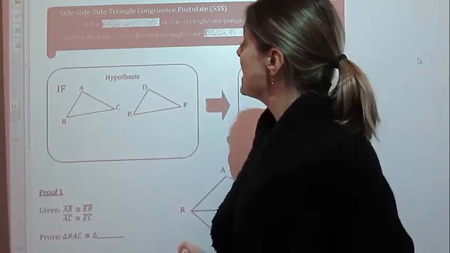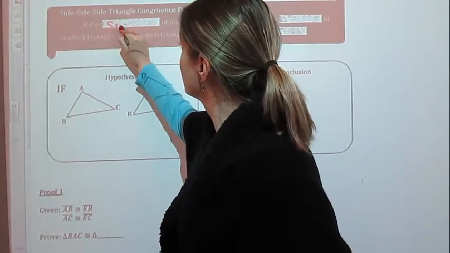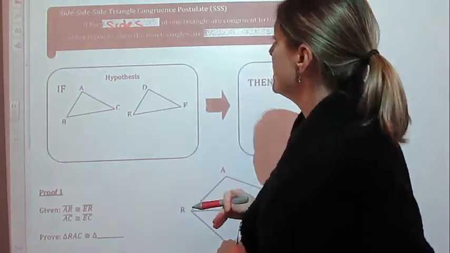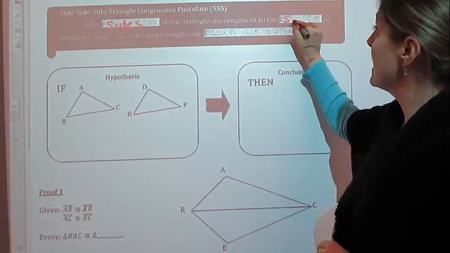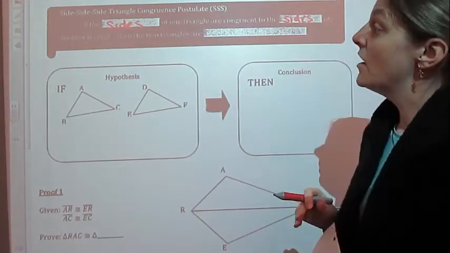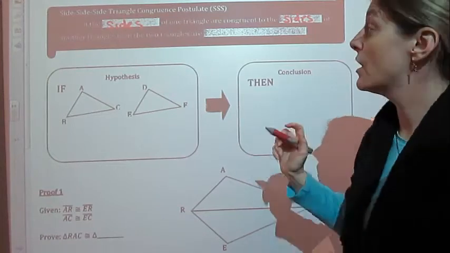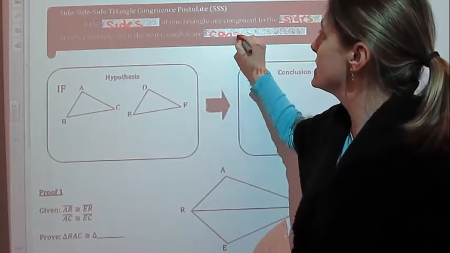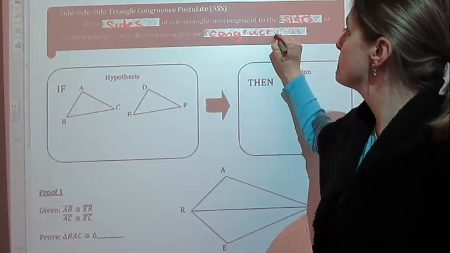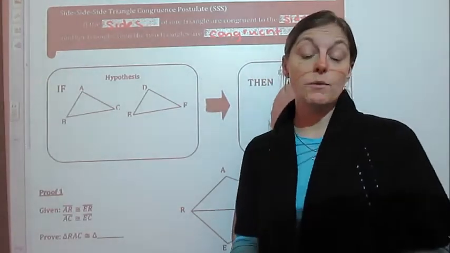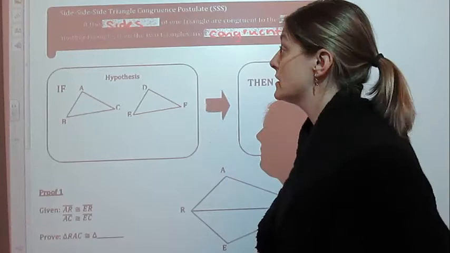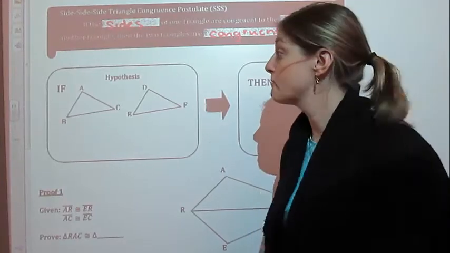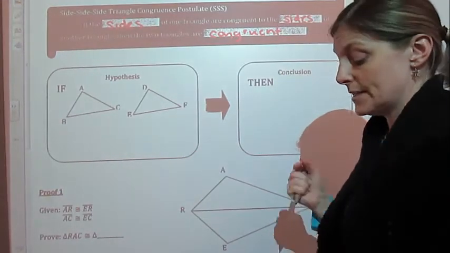So we know if the sides of one triangle are congruent to the sides of another triangle, then the two triangles are congruent. And I know this is a little hard to read, so that's why you have a copy of it to write on, so that way it's a little more clear for you to see. All right, so our hypothesis.